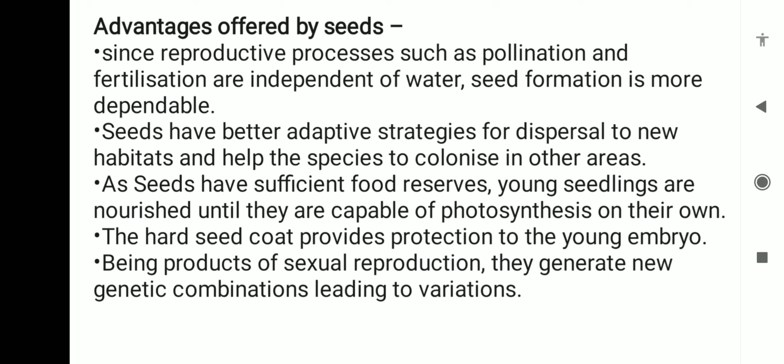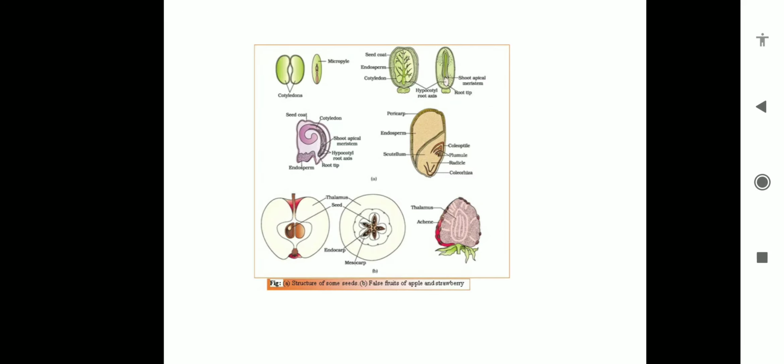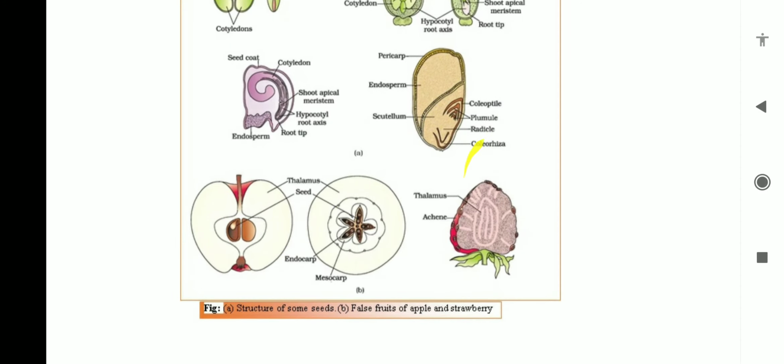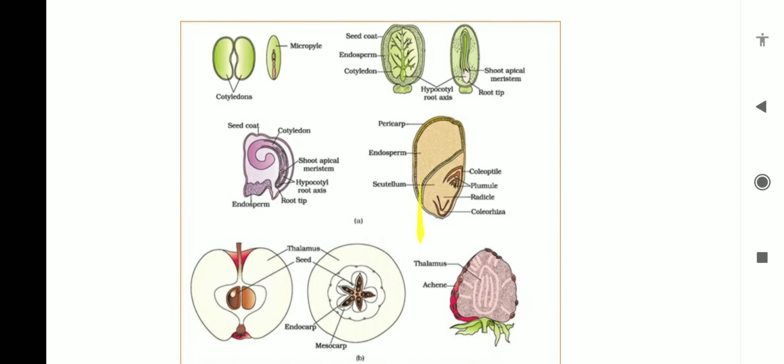What is the function of the seed coat? Beta, it provides protection to the young embryo. Being products of sexual reproduction, seeds generate new genetic combinations leading to variations. We know that seeds are formed after sexual reproduction, and they have very important genetic combinations which lead to variations. Variations means differences.